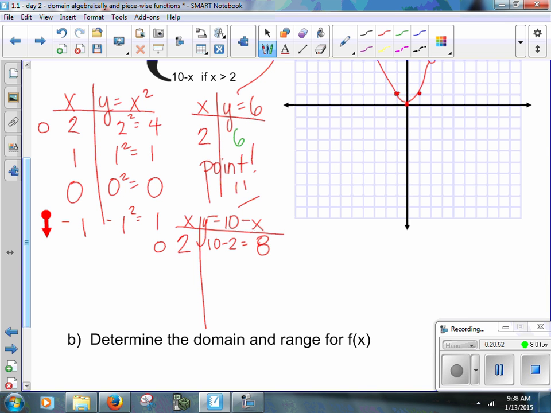What's my next x value? It says that x is greater than 2. So we start at 2 and we go where? What's the next integer greater than 2? Right on. And we plug it in. 10 minus 3 is 7. What's my next integer that I'm going to plug in for x? 4. 10 minus 4 is 6. Do I have enough points to plot now?